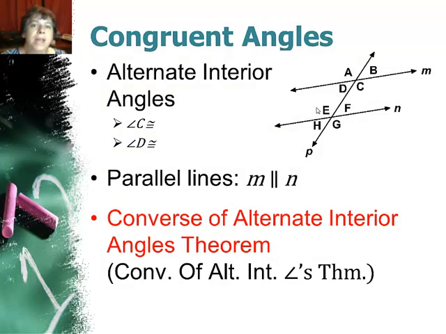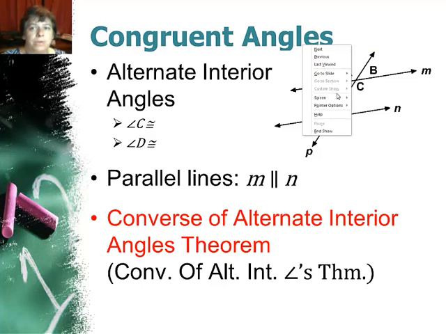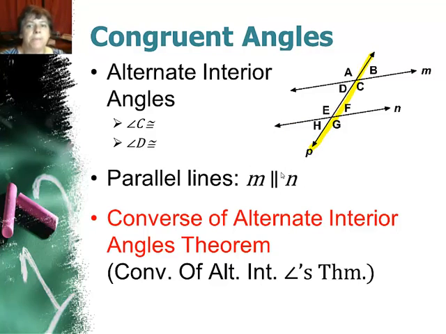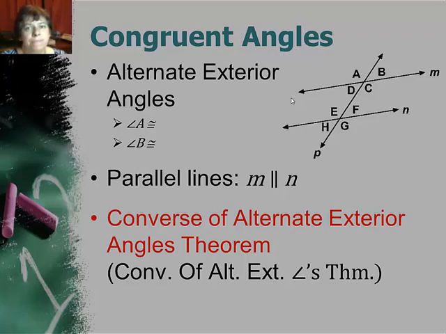All right, now another set of congruent angles are the alternate interior angles. We're still dealing with the same transversal, line P, and we're going to show that lines M and N are parallel using the converse of the alternate interior angles theorem. So for angle C, its angle pair is E. For angle D, its angle pair is F. If I show either one of those pairs is congruent, then the lines have to be parallel.